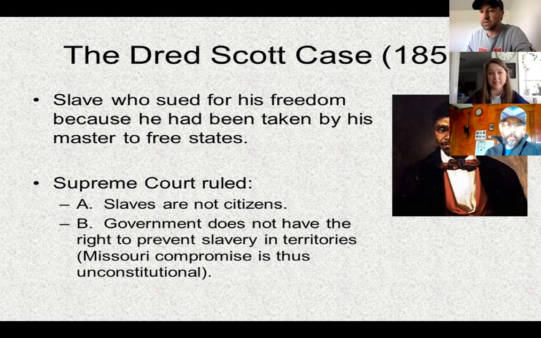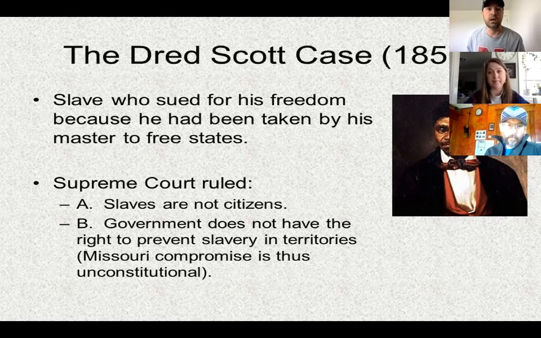And the second piece of it is essentially saying that slavery must exist everywhere now, because the government doesn't have the right to prevent people from taking their property to other states. Therefore, all of these compromises, the Missouri Compromise and all this other stuff, are basically thrown out the window. And the Supreme Court is saying that basically slavery must be allowed to exist everywhere.